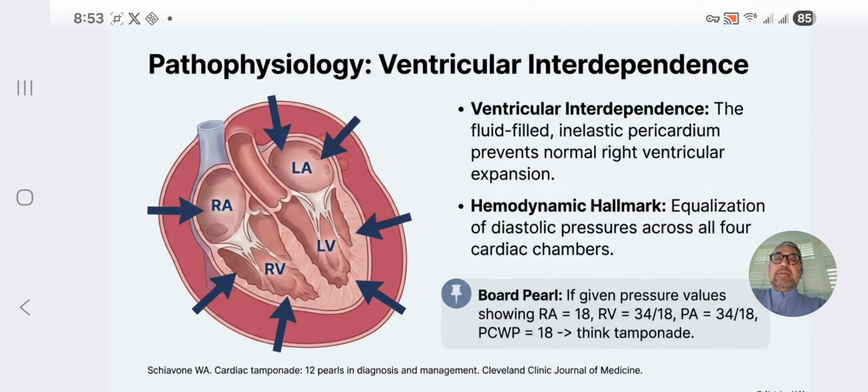There is ventricular interdependence. What that means is the pericardial fluid prevents the right ventricle from expanding outwards like it usually does with inspiration. Therefore, the septum moves towards the left ventricle, and this causes a drop in left ventricular output. Additionally, diastolic pressures normalize, or equalize actually. For example, right atrial pressure may be 18, RV 18, PA 18, wedge pressure 18 in diastole. Whenever you see something like this, you should always consider tamponade.